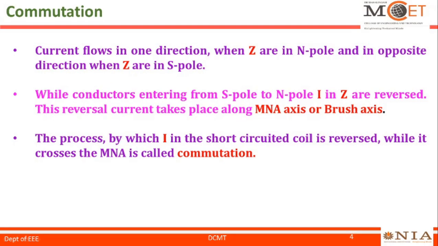Let us discuss the process of commutation with the help of a ring type armature winding. Ring type armature winding is a type of winding in which wires are wound around the inner and outer surface of the armature core. The armature core is basically of a cylindrical or ring type nature. Let us consider the width of the brush to be equal to the width of one commutator segment plus one mica insulation.